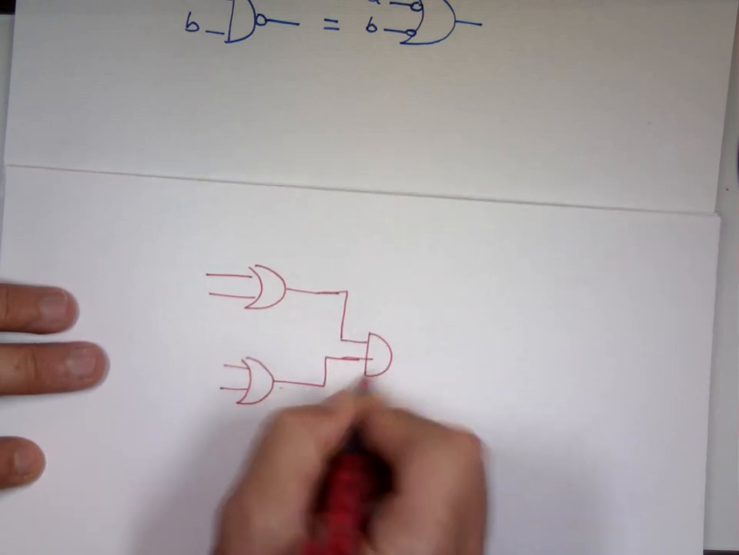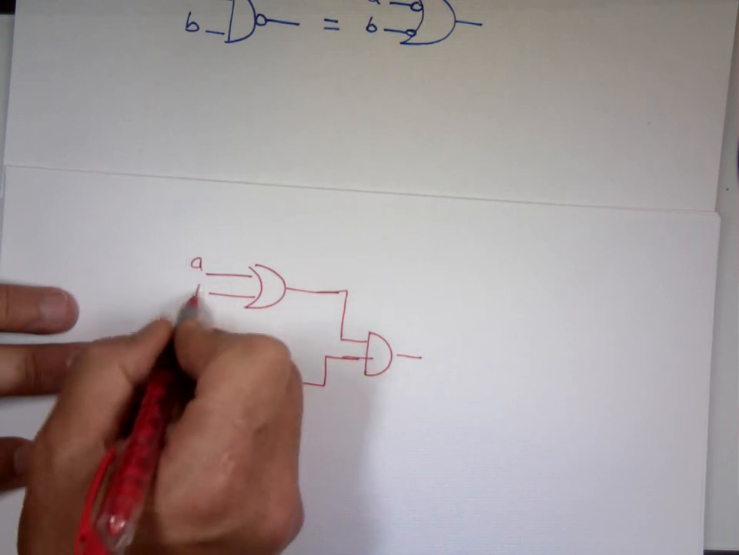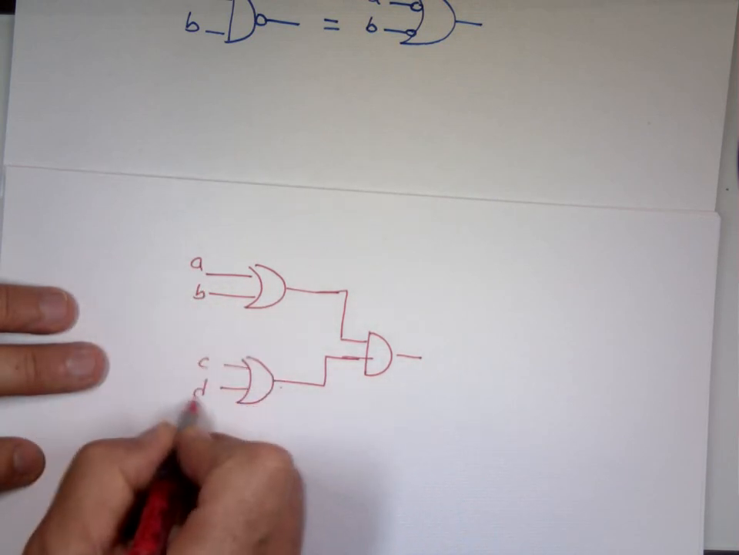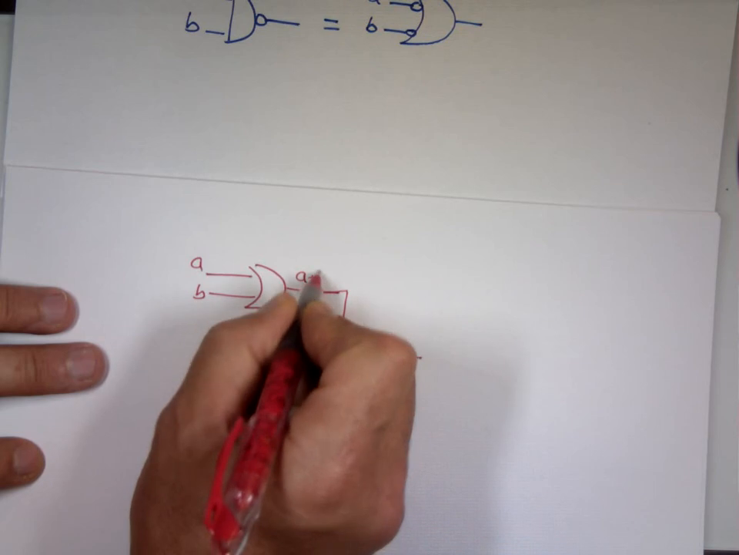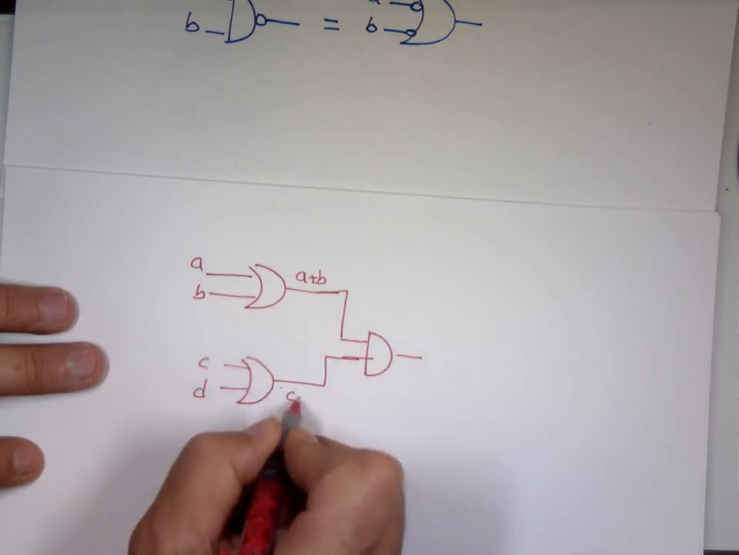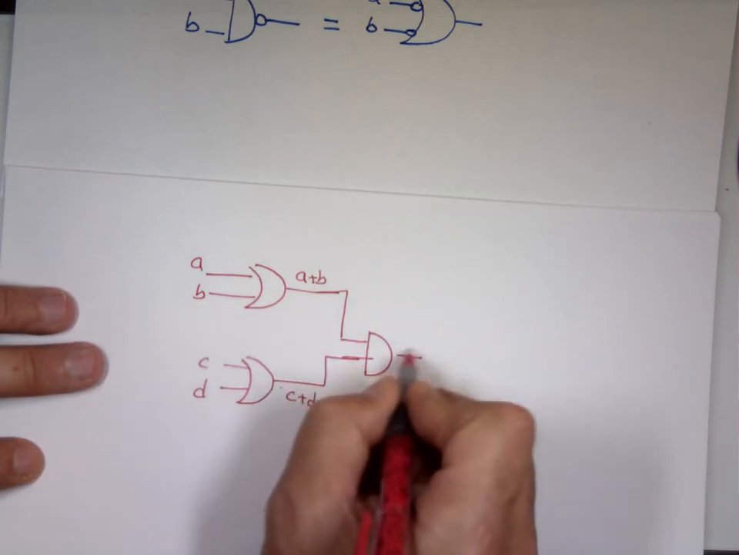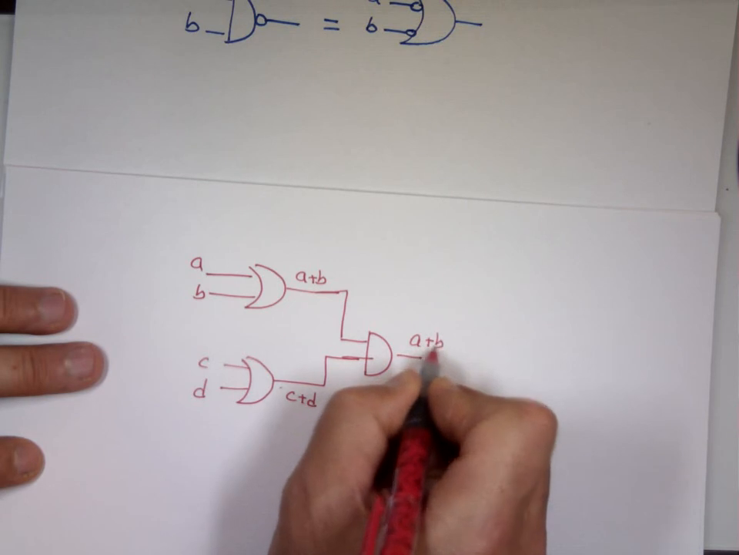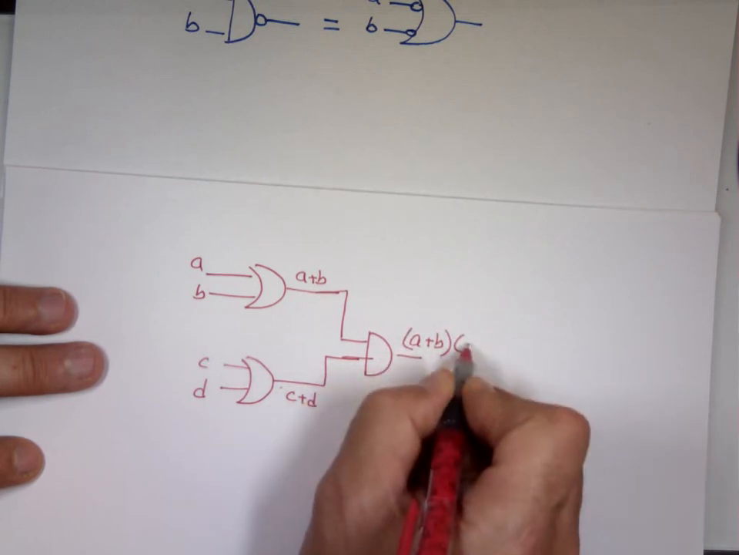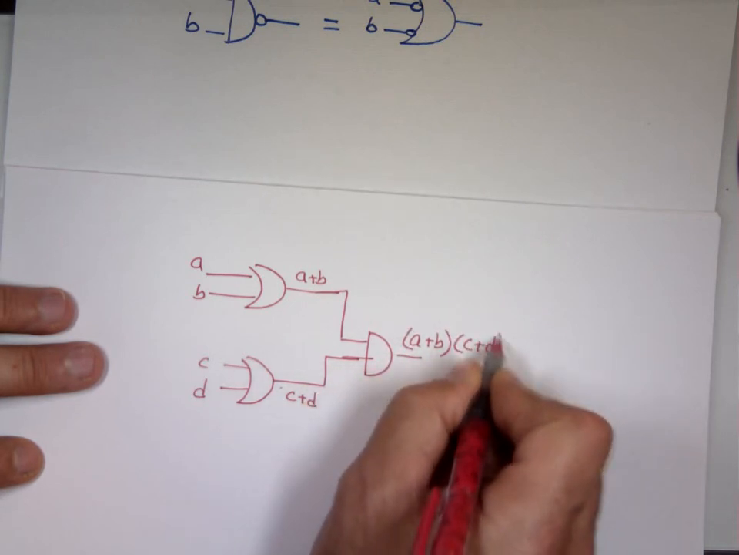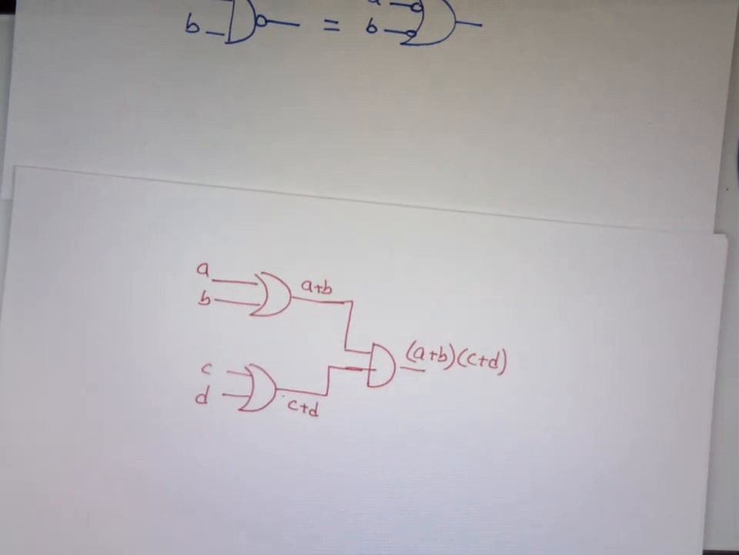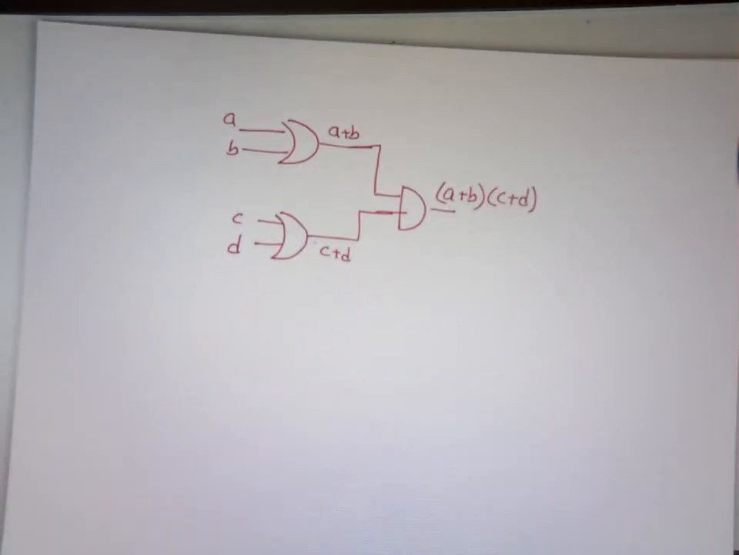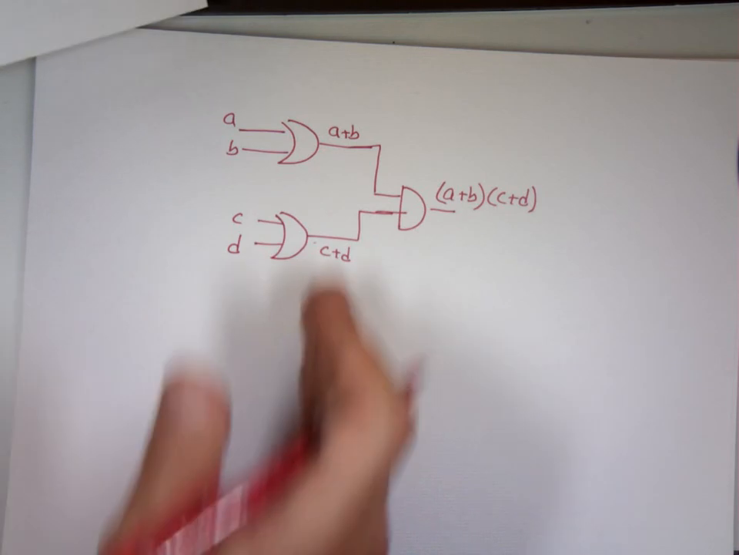Let's say A, B, C, D. So this is A or B. This is C or D. My answer is what? A or B, ANDed with C plus D. That's what my answer is. If you were building this in the lab, you need 2 chips on that board. You need one for the OR and one for the AND.